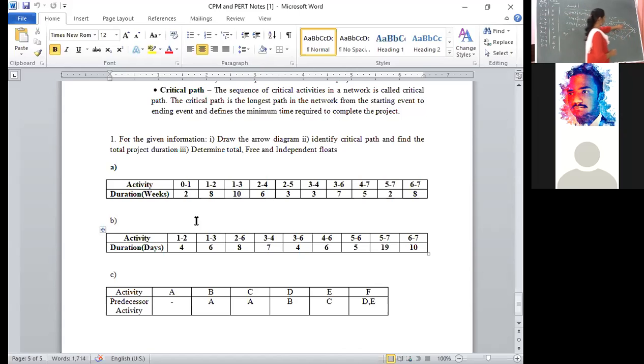You have to calculate E5. For 5, the incoming arrow is coming from 2, that means 2 to 5. How will we write the formula? E2 plus T25. Only one arrow, so we take only one. The previous value of E2 is 10, plus the time duration from 2 to 5, which is 3 weeks. That is 13. E5 value is 13.